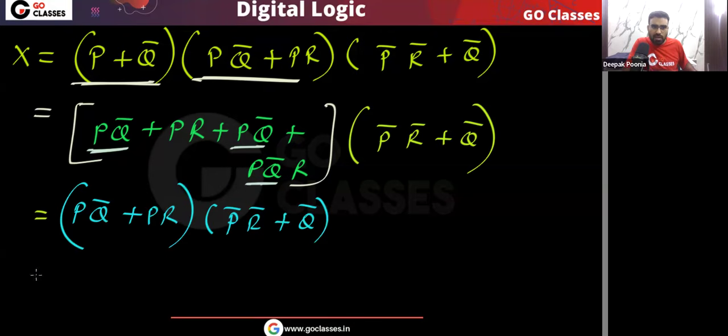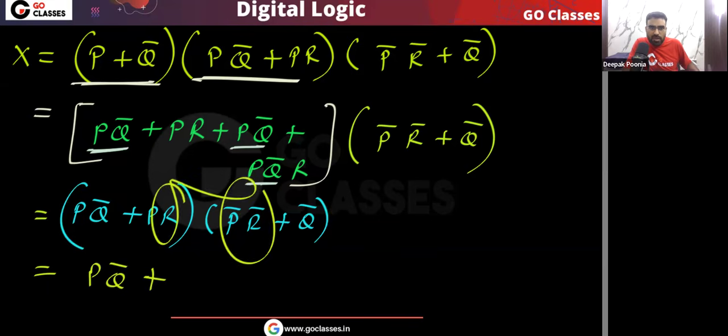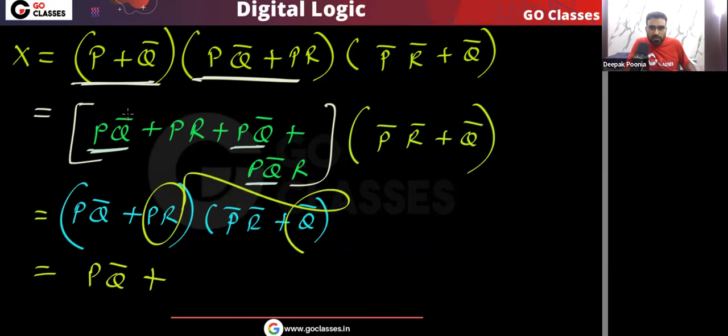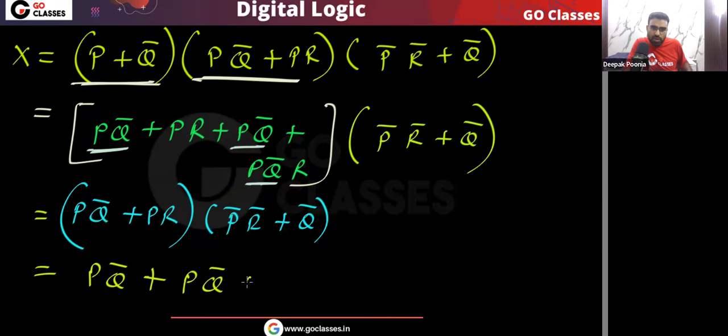Okay, now again what you can do, you can multiply these. So you can see P Q bar, P bar, R bar, that will be 0, because P P bar will be equal to 0. So P Q bar with this, that will be 0. P Q bar with Q bar, that will be P Q bar, or P R, remember P bar, that will be again 0. P R with Q bar, that will be P Q bar R.